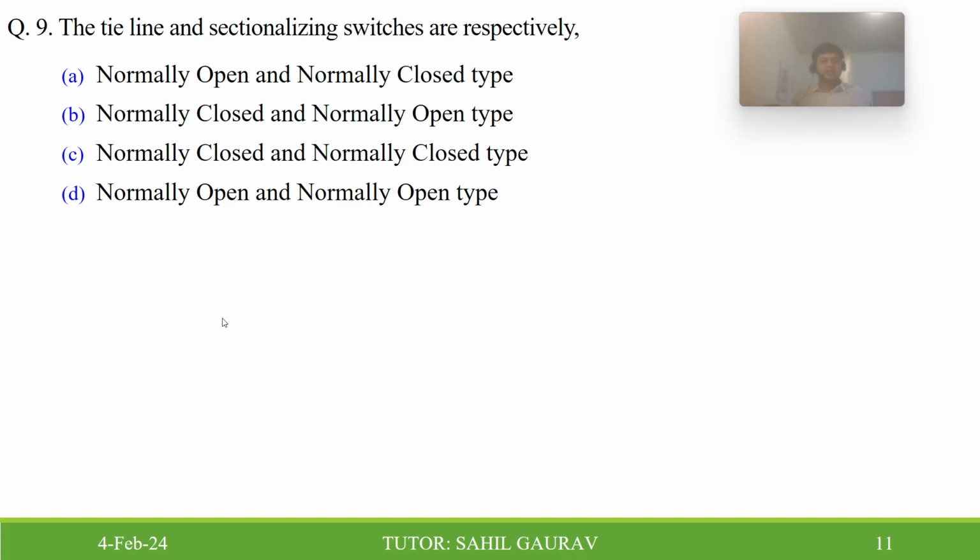Sir, can you explain what this tie line is? Yeah, a tie line is used for connecting the different feeder areas, like different sections. With the help of a tie line, we connect the different sections of feeders, different feeder areas. Sir, B option is correct.